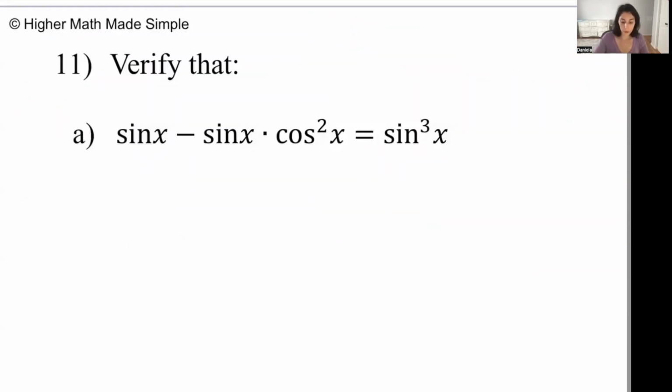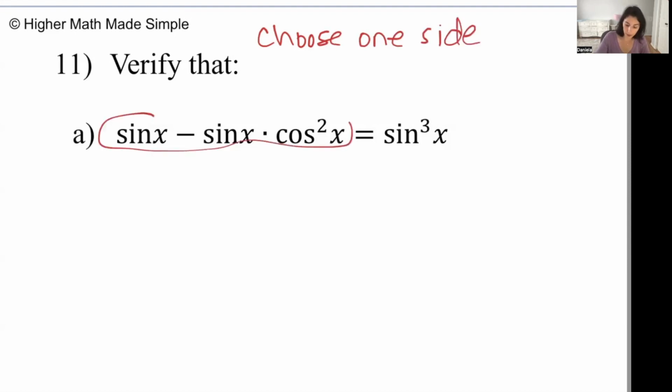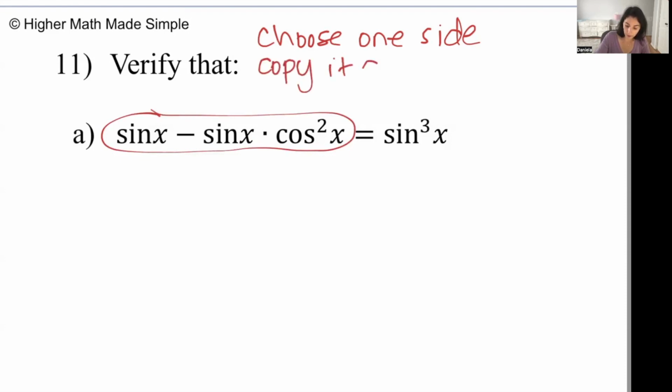So now we're getting into proofs or verifications. Whenever you do proofs, how do you even set them up? You're going to choose or pick one side of the equation, and it's usually the more annoying looking side. So we can see that this is obviously more stuff going on. And then what we're going to do is copy it down. And then we're going to simplify, or make any substitution.